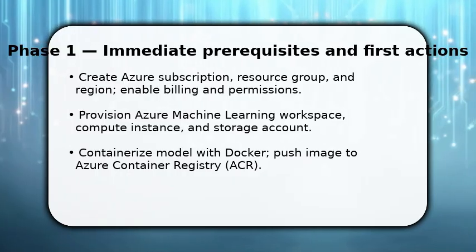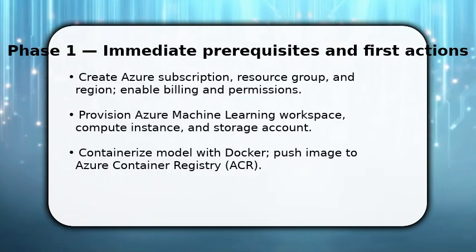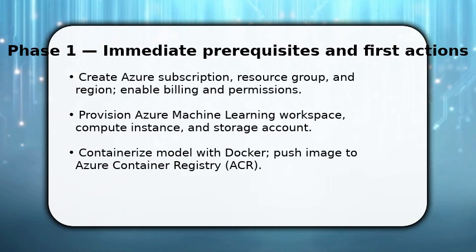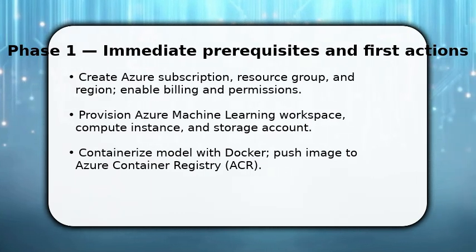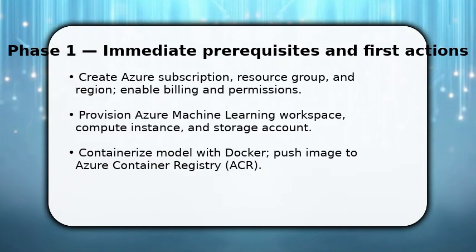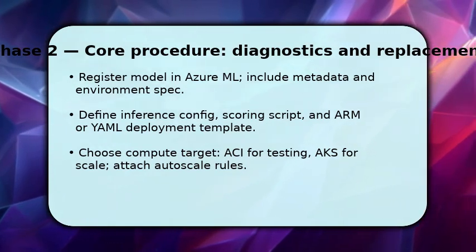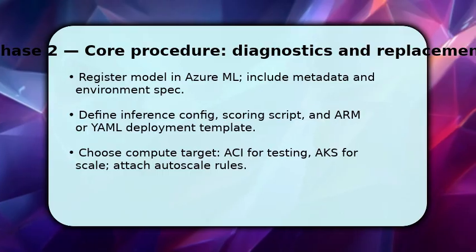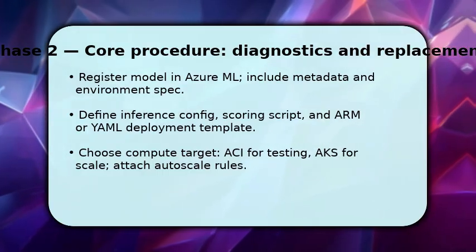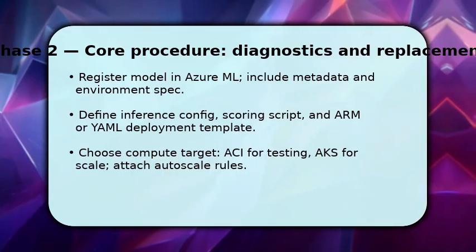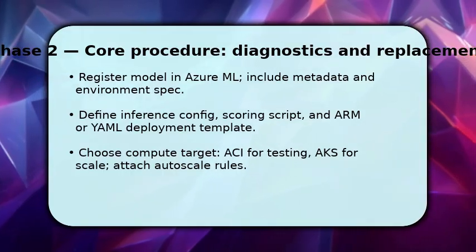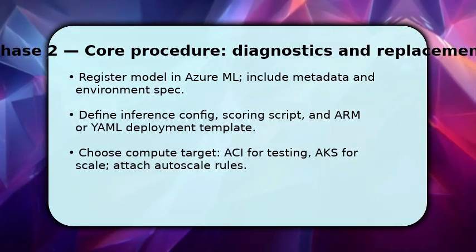This makes the runtime portable and consistent when you deploy to later endpoints. Once the image and workspace exist, register your model artifact in Azure Machine Learning, adding versioning and environment details so you can reproduce runs. Then create an inference configuration that points to your scoring script and the environment or Conda YAML. This explains how inputs map to predictions.